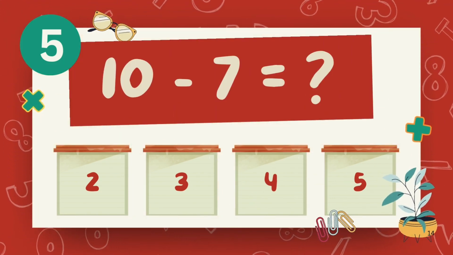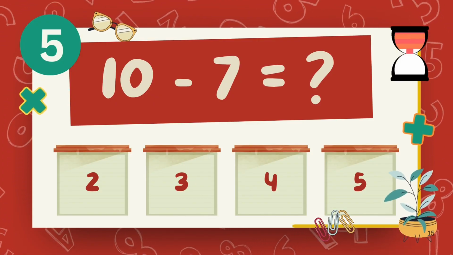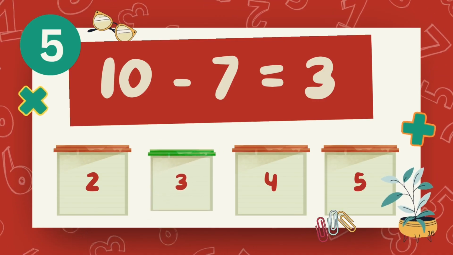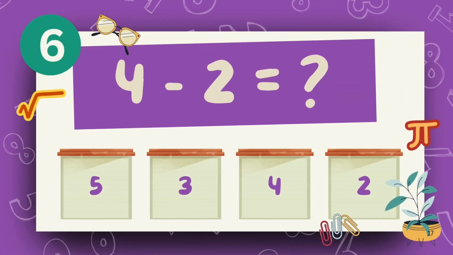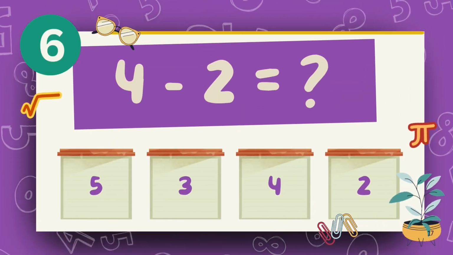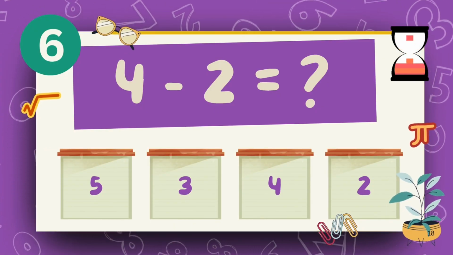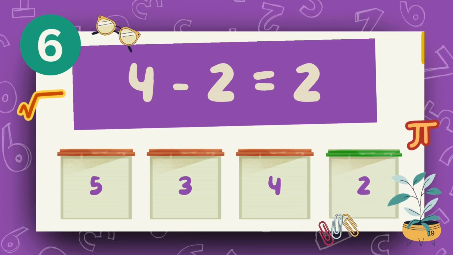What is 10 minus 7? The answer is 3. What is 4 minus 2? The answer is 2.